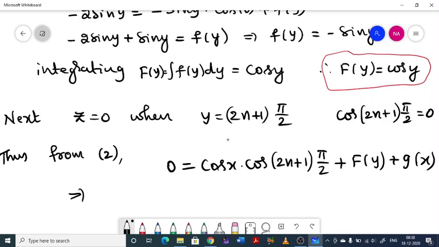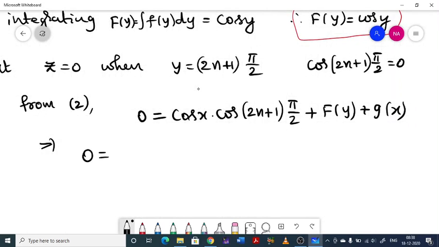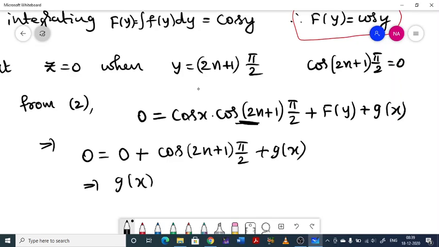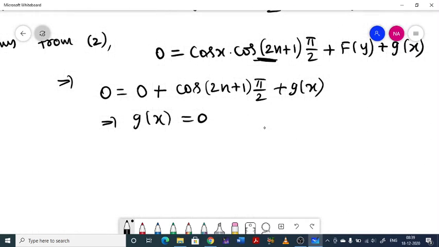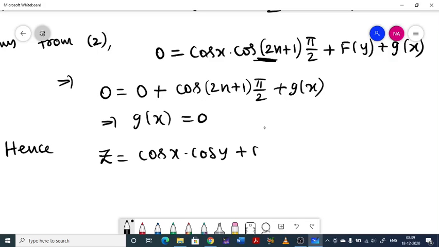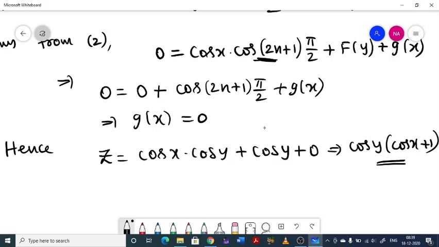But we have the value of f of y. So 0 equal to, this term will be 0. So 0 into cos x, you get 0 plus, what is f of y? F of y is cos y. Again that will be 2n plus 1 into pi by 2. Why? Because the value of y is odd multiples of pi by 2. That implies g of x equal to 0. Substituting these values in 2, z equal to cos x into cos y plus capital F of y, that is cos y, plus g of x, that is 0. So cos y times cos x plus 1. That is the required solution.